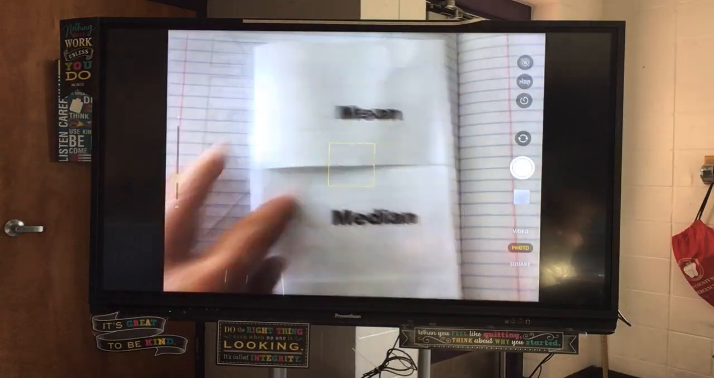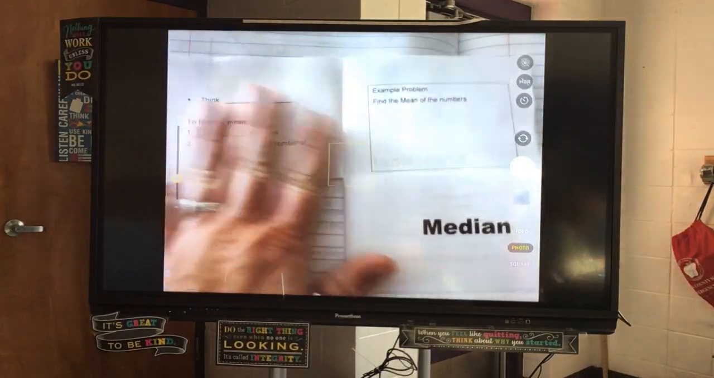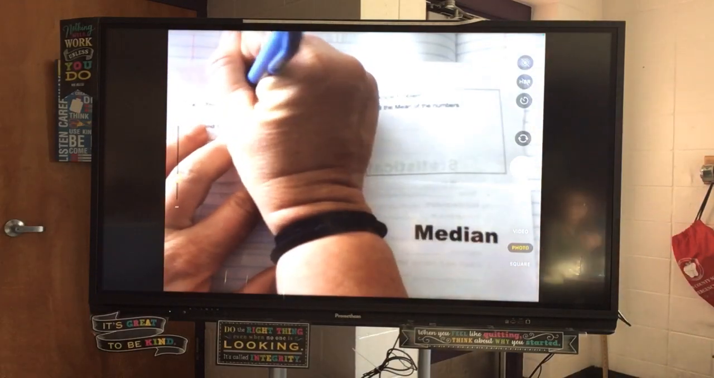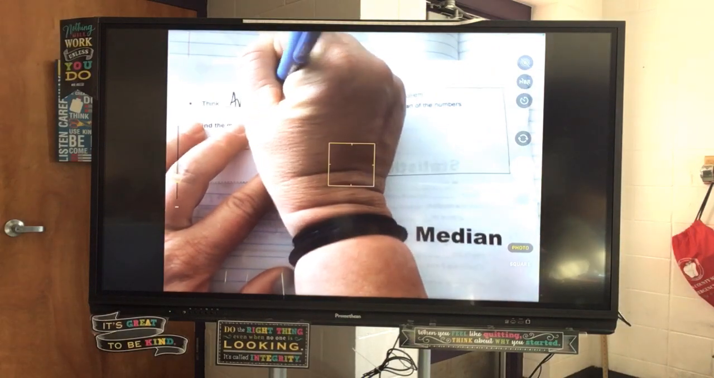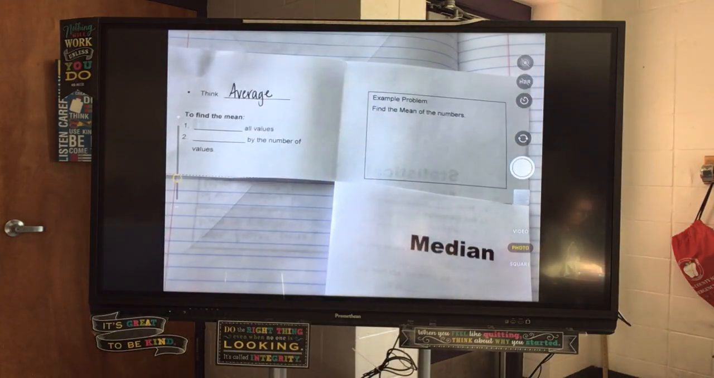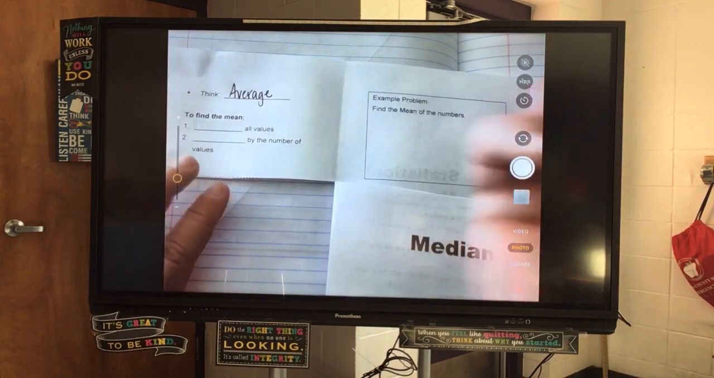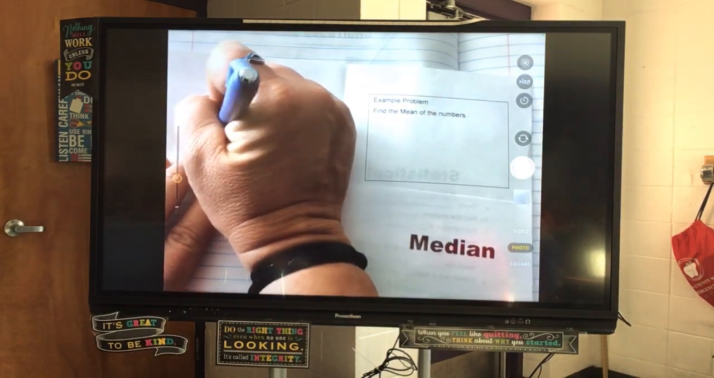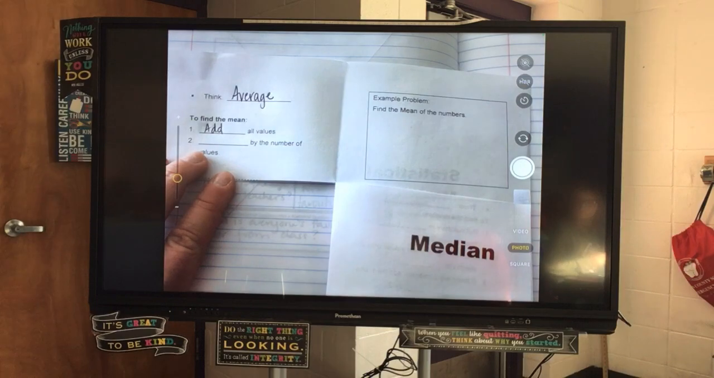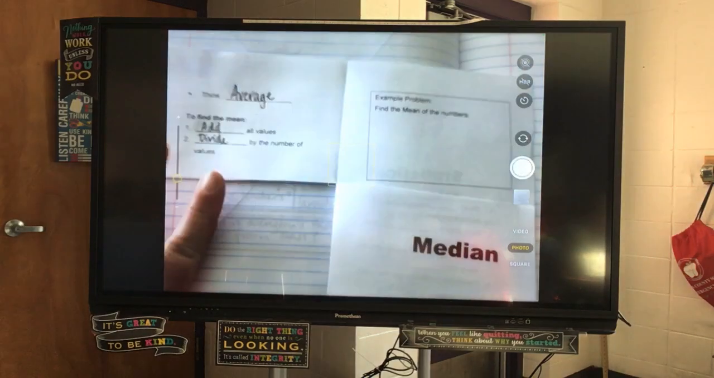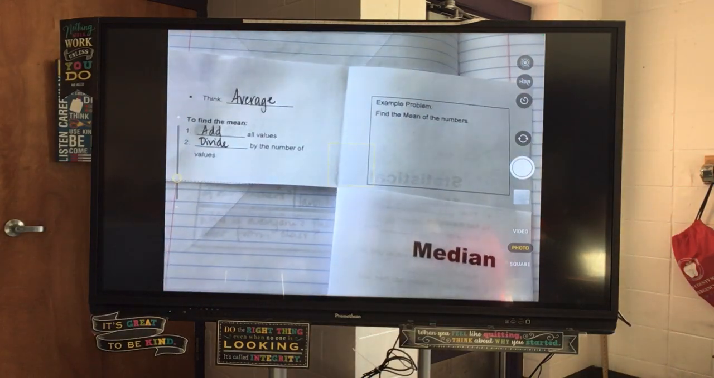Alright, flip it back over and let's look at the mean. So when you are thinking about mean, you want to think about the average. The average is essentially all your numbers together equaling out to one number that's kind of in the general middle of your data set. The first thing you're going to do is add all the values. So once you've added all those values, you're going to divide by the number of values.